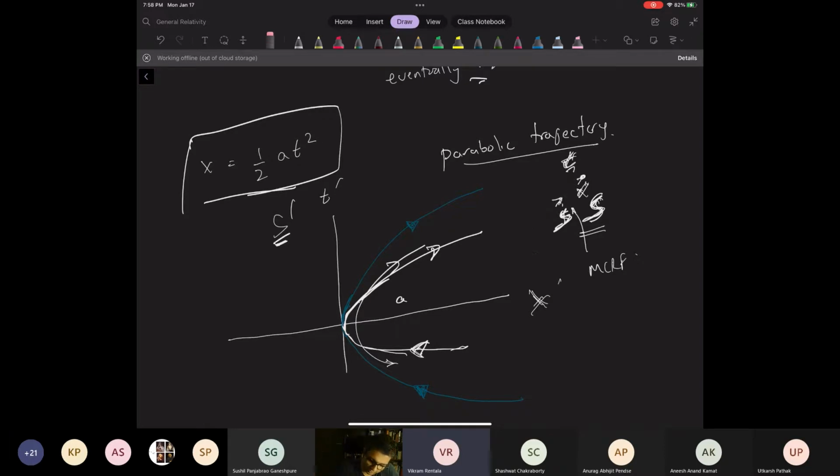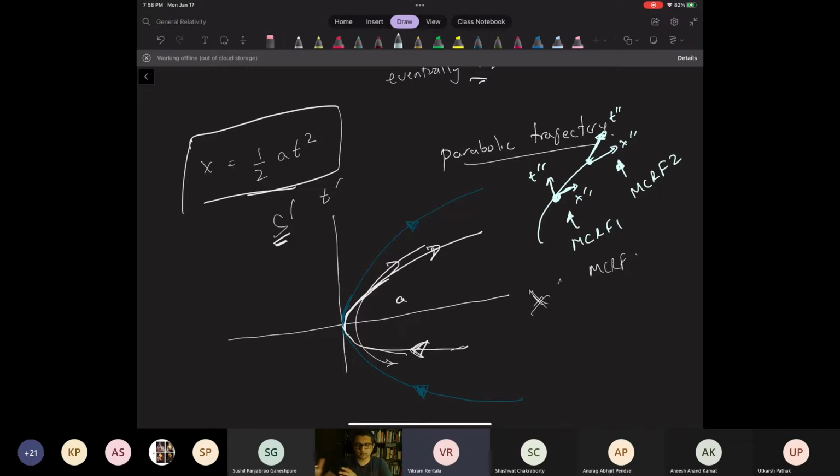So as I'm moving with this particle, at one instant of time, this is my reference frame. At another instant of time, there's a different speed and therefore a different reference frame. Also I have to choose the origin of the coordinate system appropriately. I can choose it arbitrarily, but remember that the origin of this coordinate system and the origin of this coordinate system can also be different. So this is MCRF1, this is MCRF2. And these are changing.